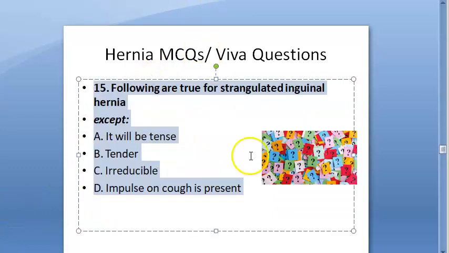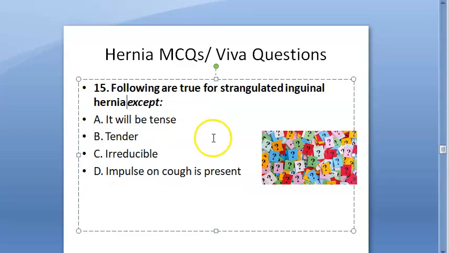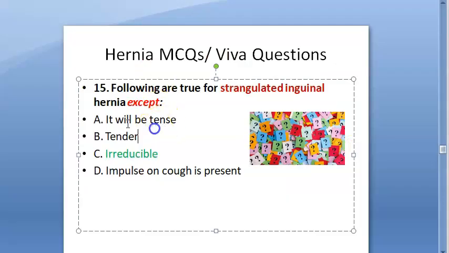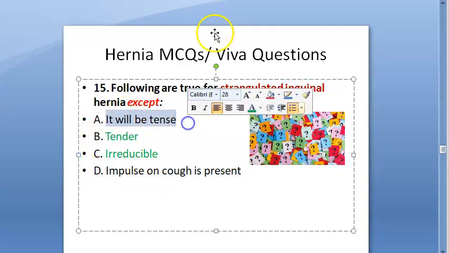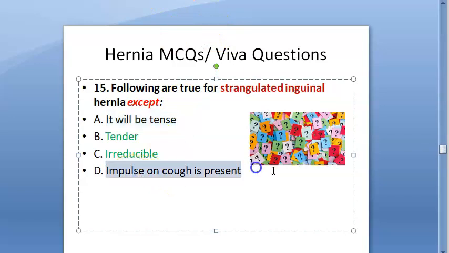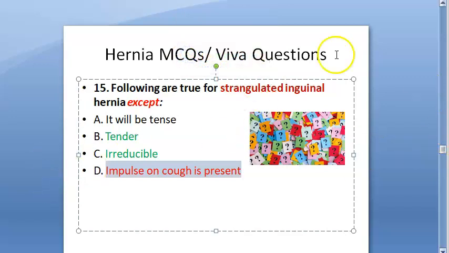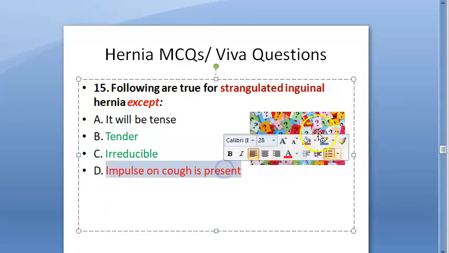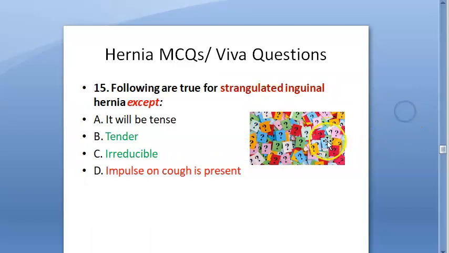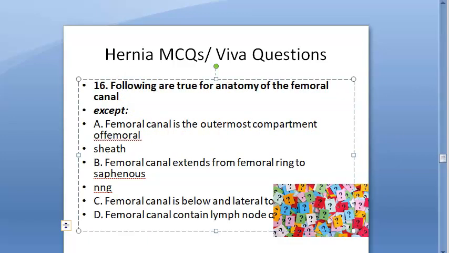Following are true for strangulated inguinal hernia except. It's an except question, guys. So here you go. Strangulated inguinal hernia will be irreducible. Yes, I think so. It will be tense, tender, because it's strangulated. He will have pain, isn't it? I have a feeling impulse on cough cannot be present because it is strangulated. I'm thinking it is obstructed. Adhesions will be there. What do you think, guys? Yes. So the answer is impulse on cough will be absent for strangulated inguinal hernia. Okay. Next, the 16th question.